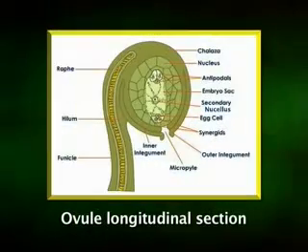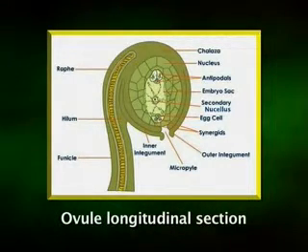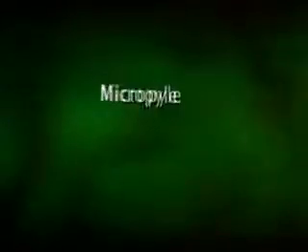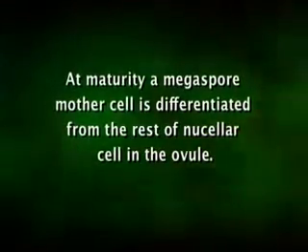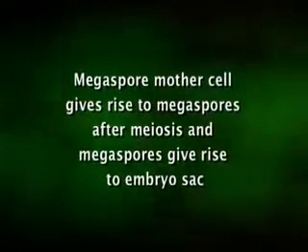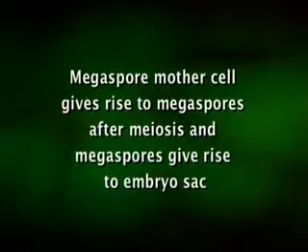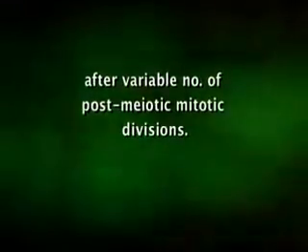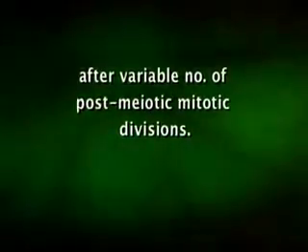Seeds develop after fertilization of ovules. An ovule is an integumented megasporangium. Structurally, it consists of a stalk known as the funicle and a filling tissue, the nucellus, covered by one or two cover layers, the integuments. The place where the funicle joins the ovule is known as the chalaza. At the opposite end, the integuments enclose an opening known as the micropyle. At maturity, a megaspore mother cell is differentiated from the rest of the nucellar cells in the ovule. The megaspore mother cell gives rise to megaspores after meiosis, and megaspores give rise to the embryo sac after a variable number of post-meiotic mitotic divisions.